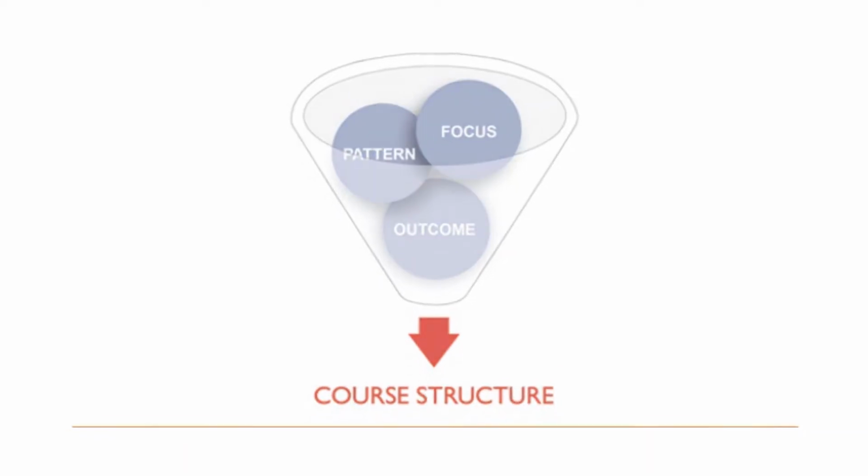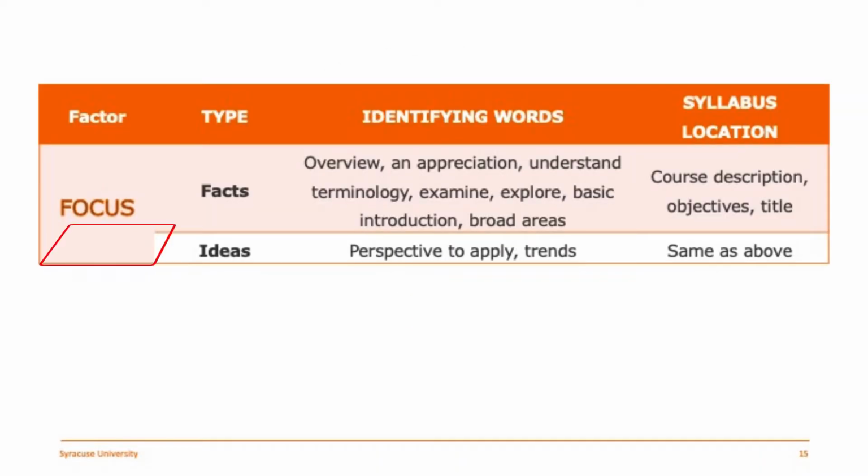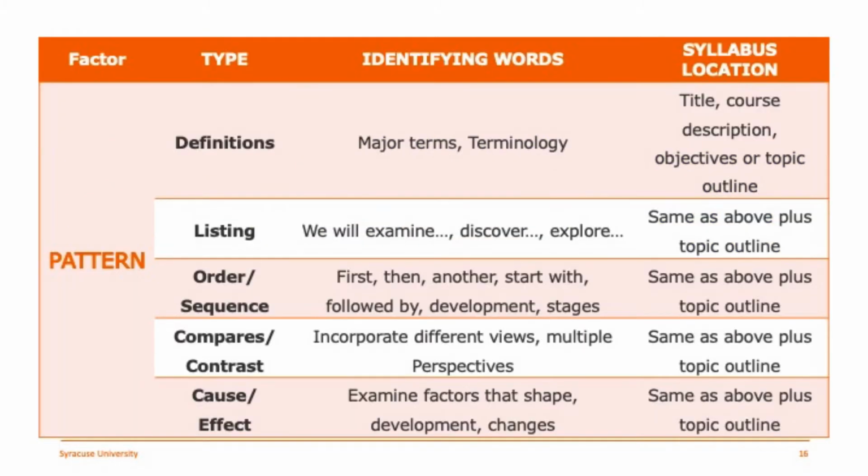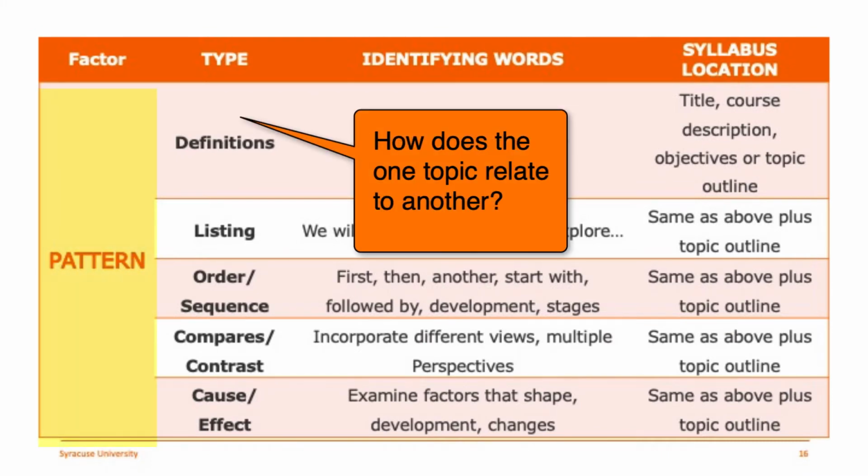The first aspect or component of course structure is focus. That is, either facts that emphasize content or ideas where the emphasis is placed on concepts, themes, or application. This chart compares the two types by noting typical identifying words for each and where to look for the focus in the syllabus. Is it facts or ideas? The second factor is patterns. How does one topic relate to another?